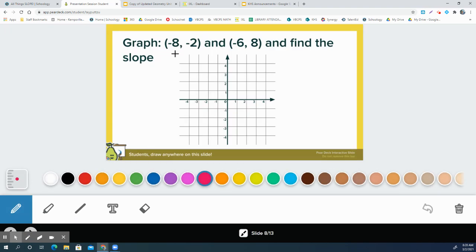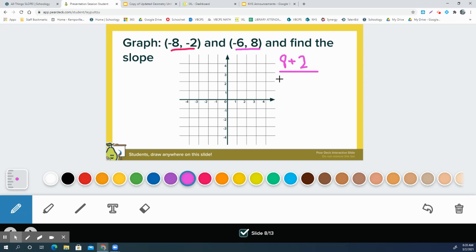What ordered pair do we want to start with? The -8, -2, or the 6, +8? Does it matter? It doesn't. Usually I start with a positive y. That's how I make my choice. So if I start with a positive y, I'm going to do 8 minus -2. Notice how I did that. I did minus and a negative and made it a plus.